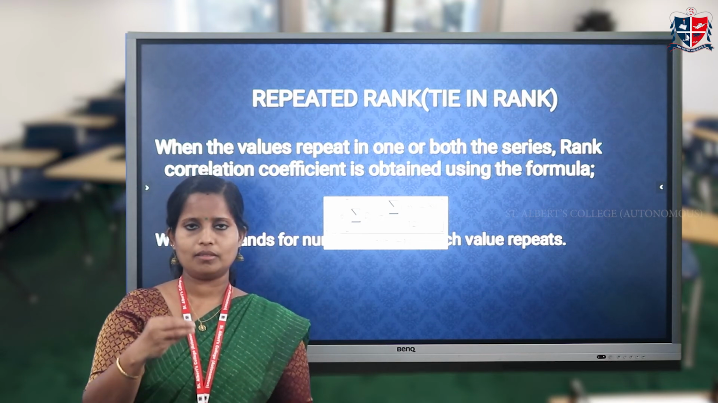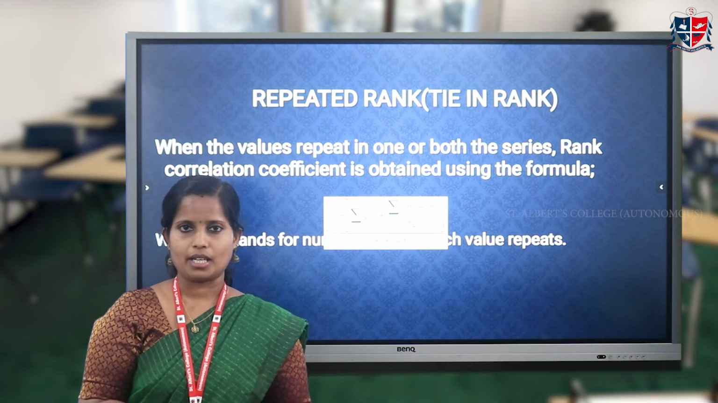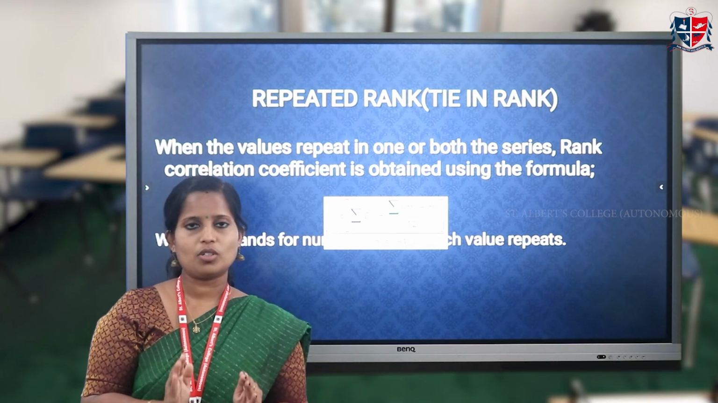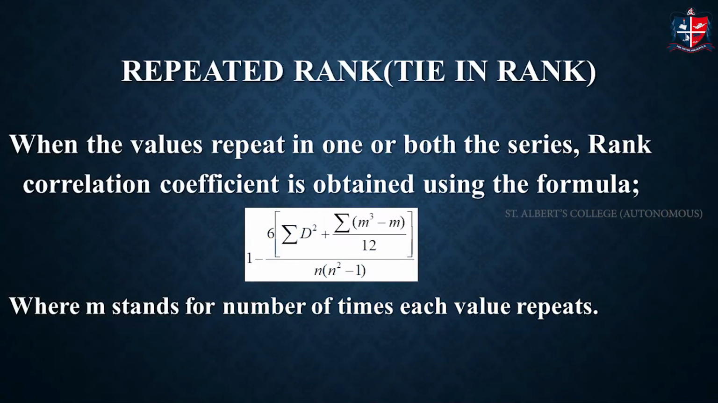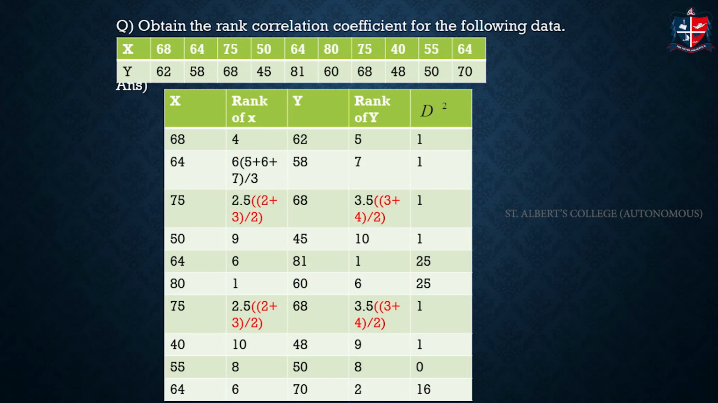So if there is a tie in rank while we are giving ranks to the data, there is a small change in the formula also. We add a particular quantity, sigma m cube minus m by 12, in Spearman's rank correlation coefficient. So there is a small change in the formula. This is a problem regarding such a situation.